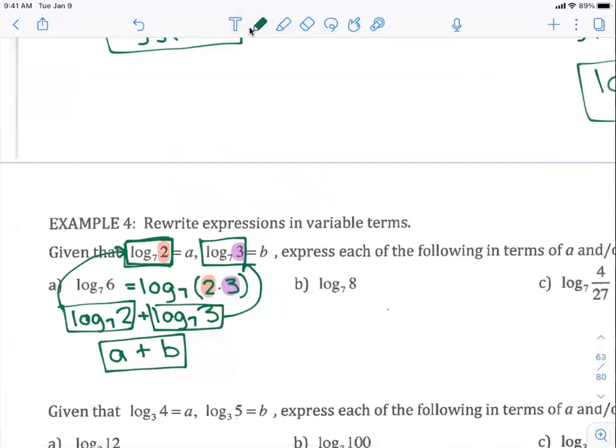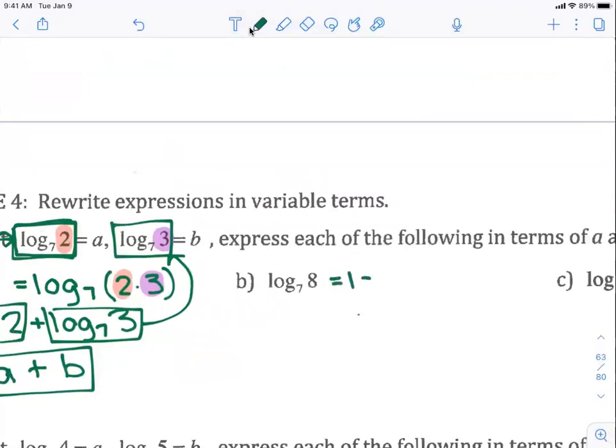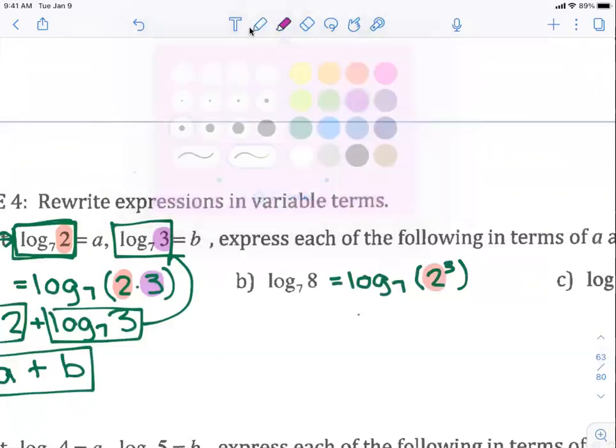All right, part B, same thing. I want to somehow turn that 8 into something with 2s and 3s. That's my goal. Those are my magic numbers there. I know that 8 is the same thing as saying 2 to the 3rd power. So I figured out how to manipulate it into the 2 and the 3. Now I'm going to use my rules to expand it. The first thing I can do is take that 3 exponent and flip it to the front.